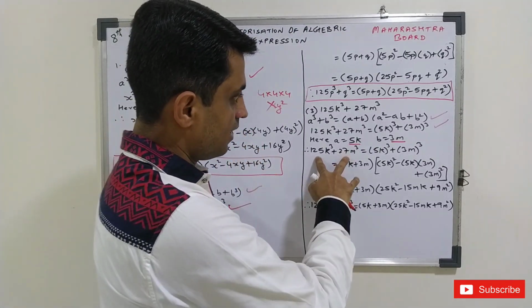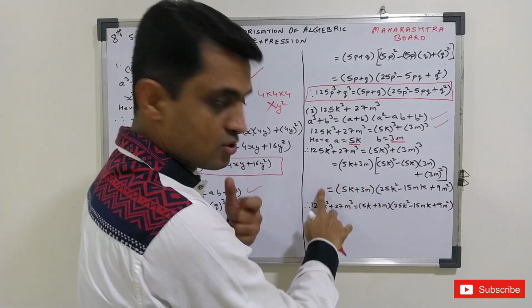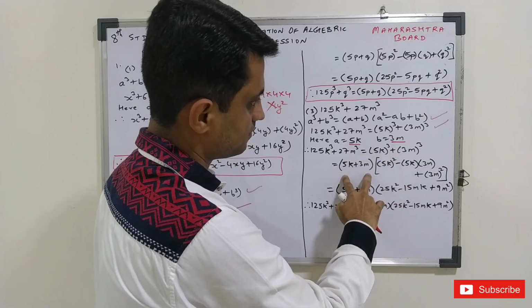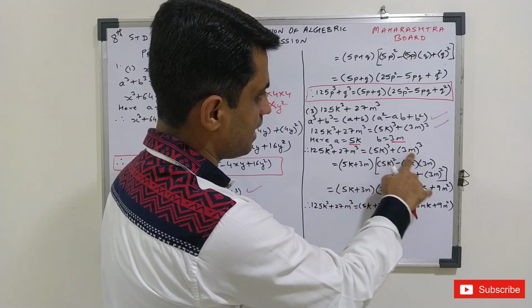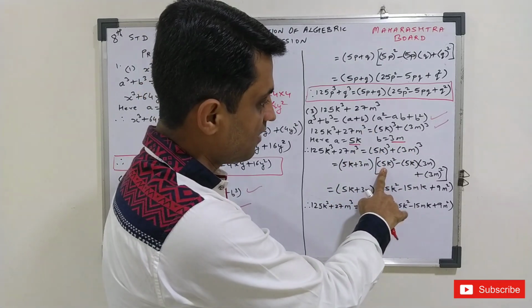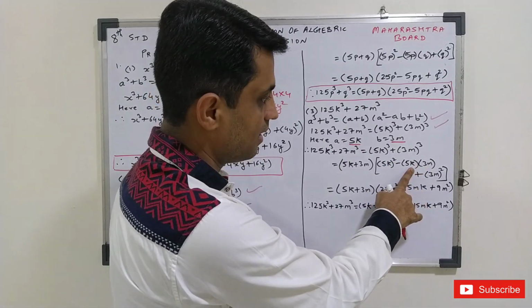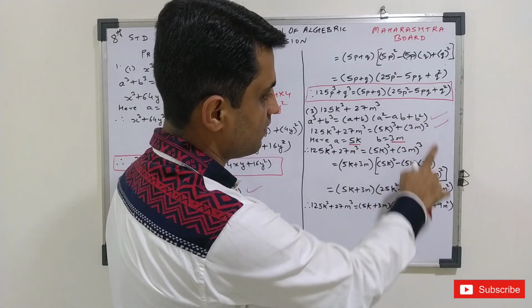So here we have written this question. Now I substitute the values here because there is no space. So here what I wrote below this? a plus b. What is our a? 5k plus 3m. a plus b. Then a square. a square means square of 5k, minus a into b. What is our a? 5k. What is our b? 3m. Plus b square. What is our b?